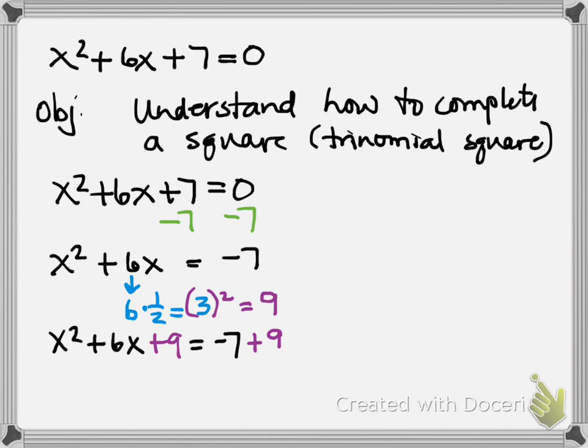Now I can factor the left side, because that was the whole point of what we just did. I'm going to get x plus 3, that quantity squared, equals negative 7 plus 9, which is 2. Now, why did I color the 3 blue? Where do you see a blue 3?